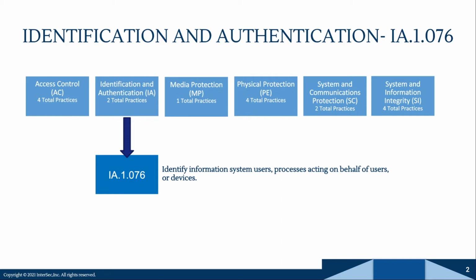The CMMC standard defines one capability for identification and authentication. It is to grant access to authenticated entities. The identification and authentication domain for Level 1 has two practices. The first practice, which is going to be the focus of today's video, IA.1.076, is about identifying information users and processes.